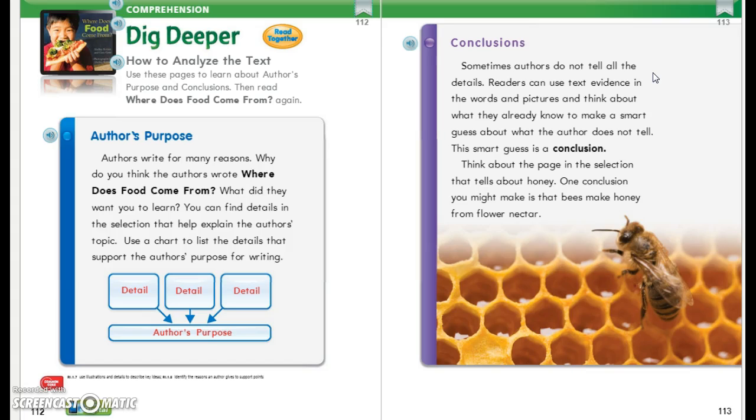Readers can use clues in words and pictures to make a smart guess about what the author doesn't tell. A smart guess is called a conclusion. Look for clues in the words and in the photographs to explain how bees make honey.